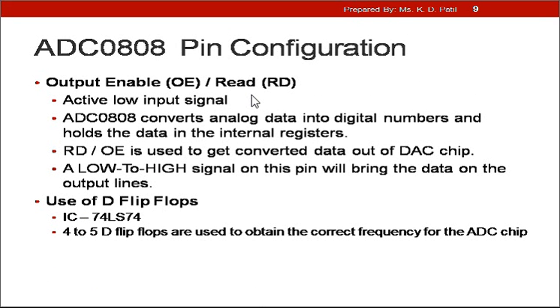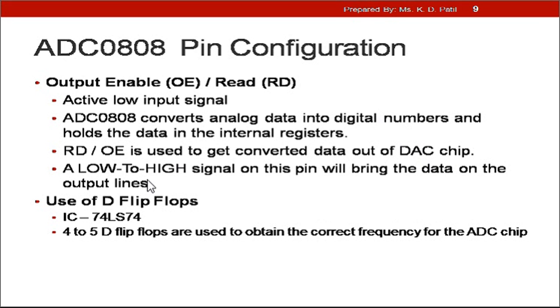It is also referred to as a read pin in other devices. It is an active low input signal. Now see, conversion is over and data is ready, so that data can be available in the internal registers of ADC 0808, and that read pin or output enable pin is used to get that converted data out of the ADC chip. By mistake it is written here DAC, it is actually ADC chip.